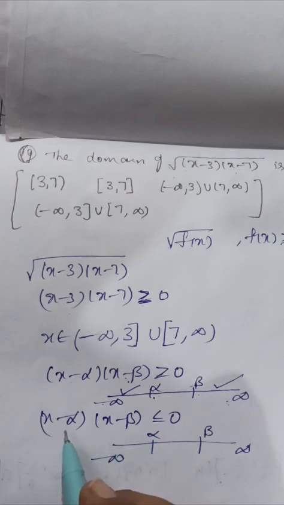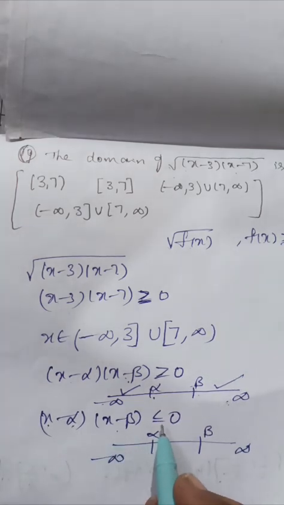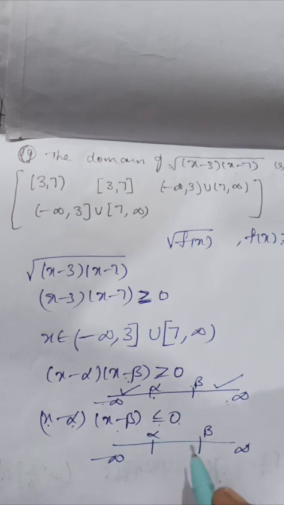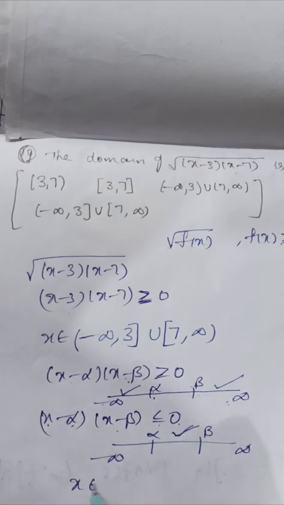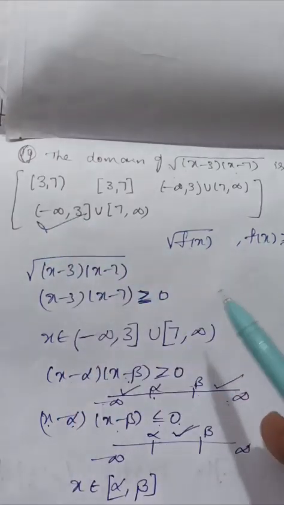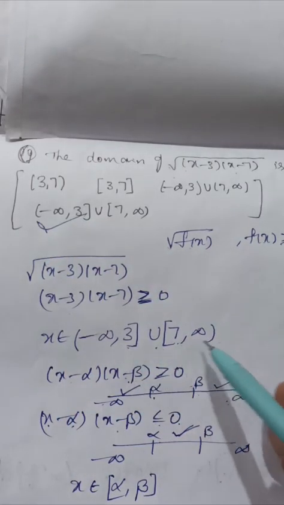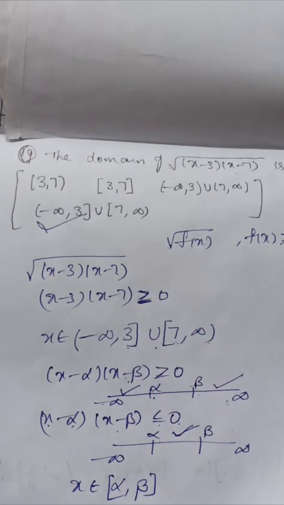Suppose the expression is (x minus alpha)(x minus beta) less than or equal to 0. The x values, the domain, must lie between the roots, so x belongs to [alpha, beta] with closed brackets. So here the answer is minus infinity to 3 union 7 to infinity. For 3 and 7 take closed brackets.